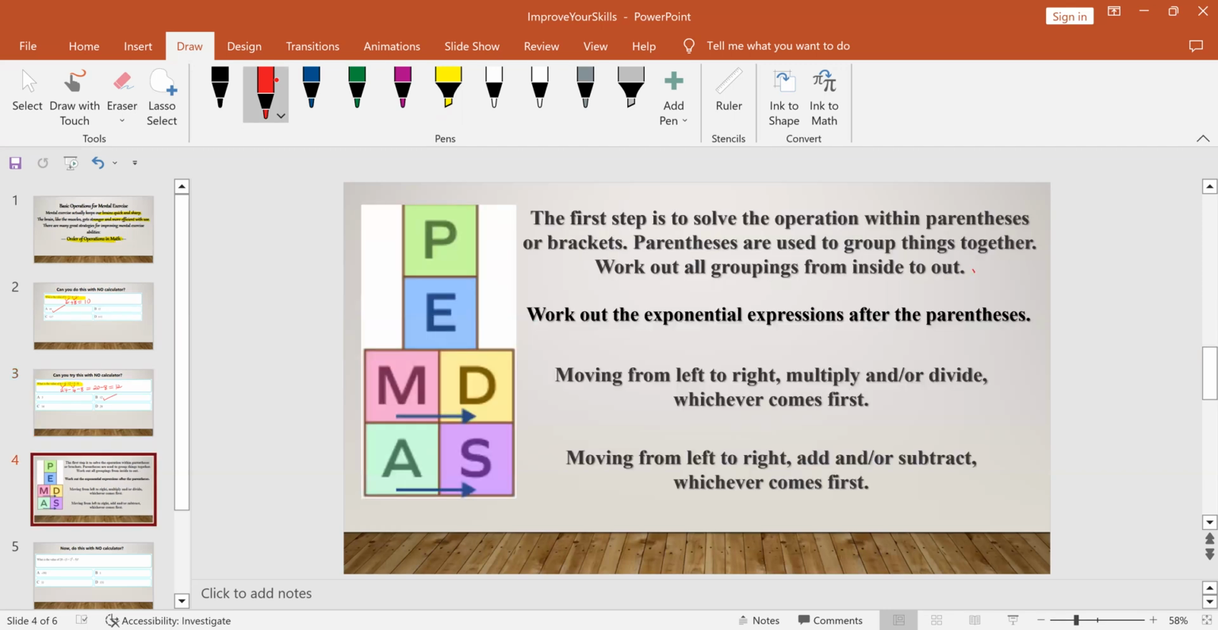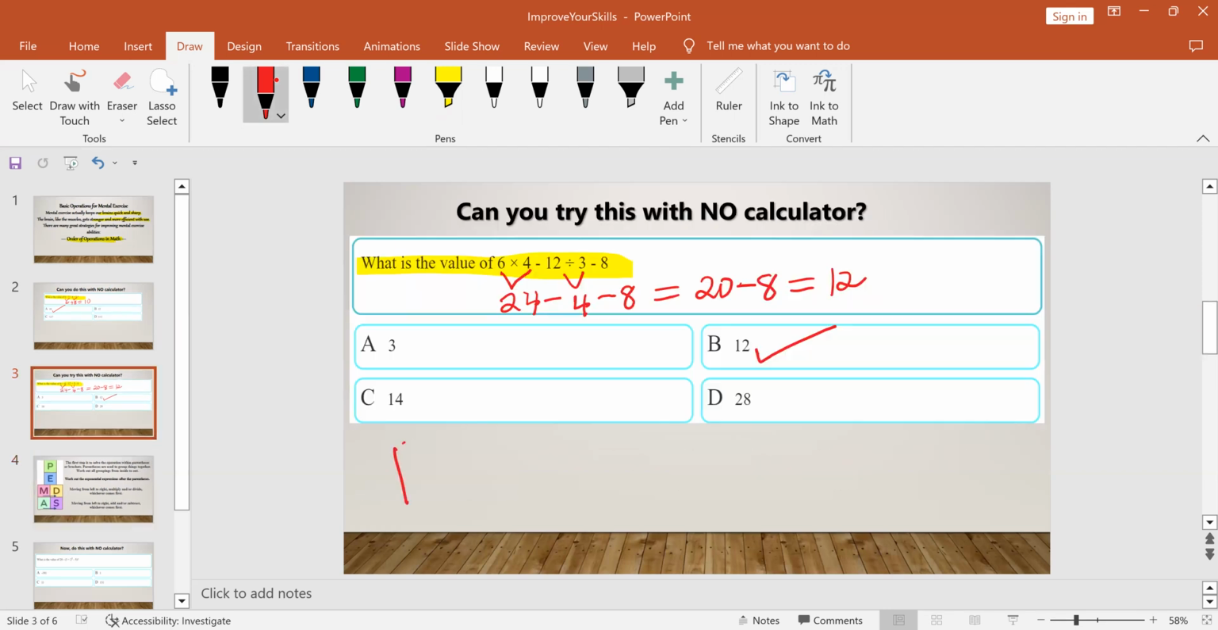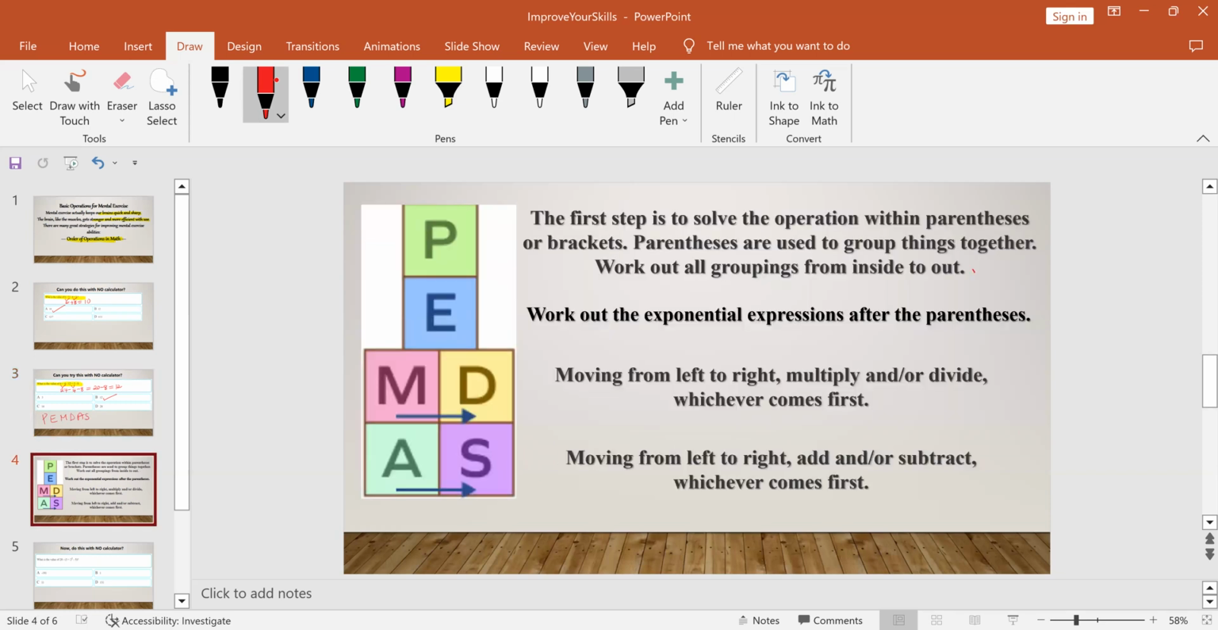Now, what is the order? PEMDAS. P, E, M, D, A, S. P represents parentheses, and that's the first step. So the first step is to solve the operation within parentheses or brackets. Parentheses are used to group things together, to work out all groupings from inside to out. So inside the parentheses, to outside the parentheses.